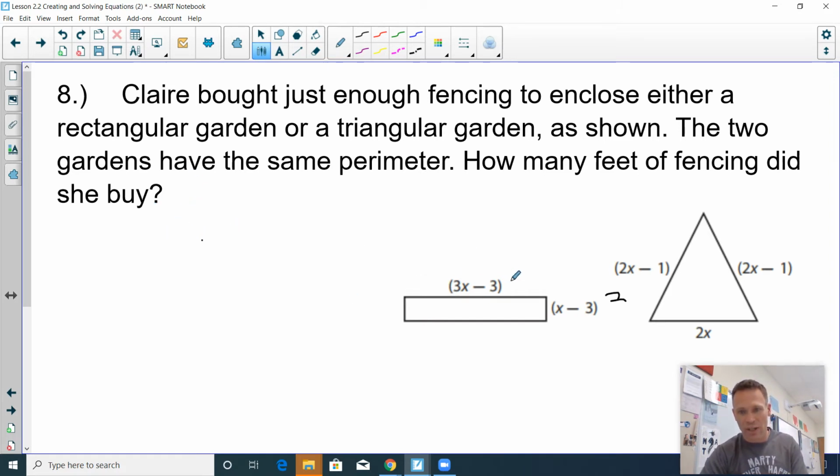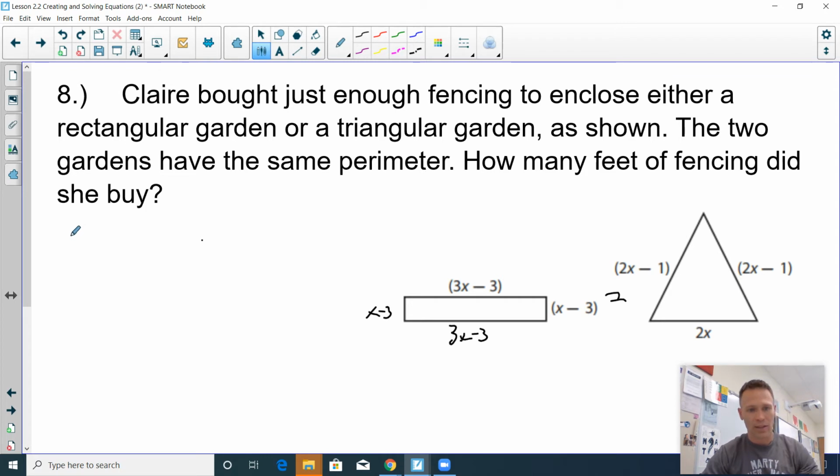So this expression here, I really have a 3x minus 3 and an x minus 3 over there because it's a rectangle, so I don't want to forget it, right? And this one's already here. So I have to take all of this and set it equal to all of that.